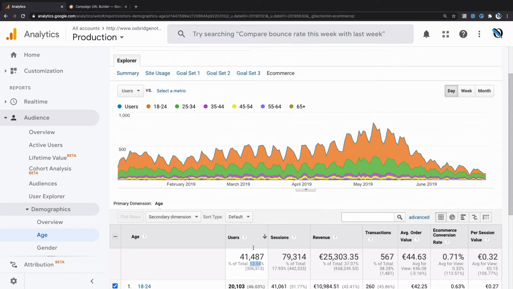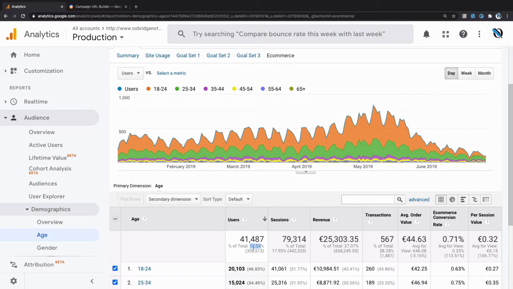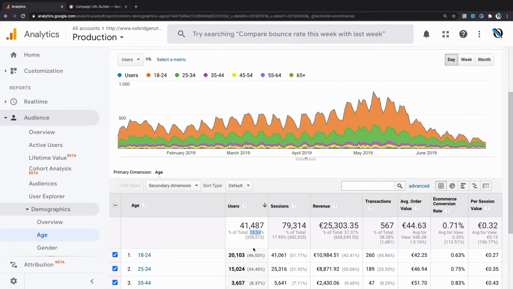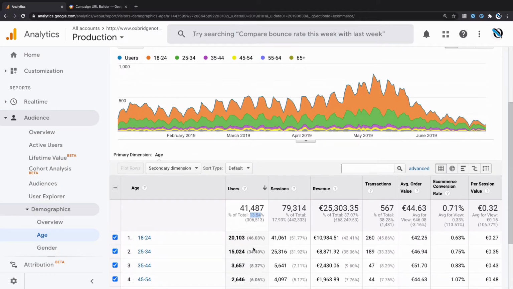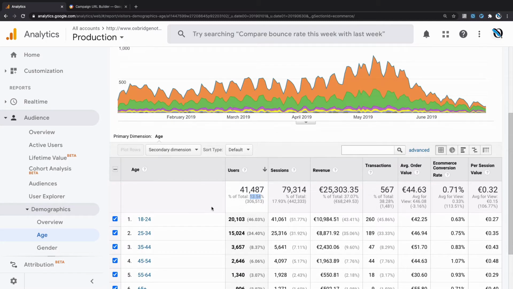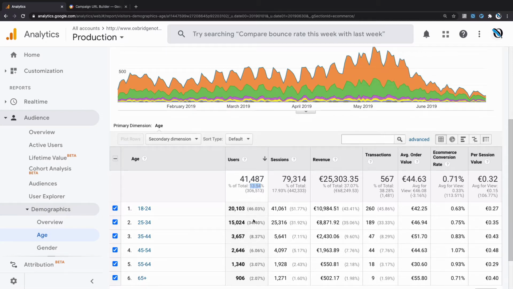So by default, this is sorted by the amount of users. And let's check out the numbers to see if they fit my assumptions. As expected, the 18 to 24 group accounts for the vast majority with 46%. What's surprising to me here is that 34% of people are between 25 and 34. And that's really surprising. I would have expected that to be 10%.